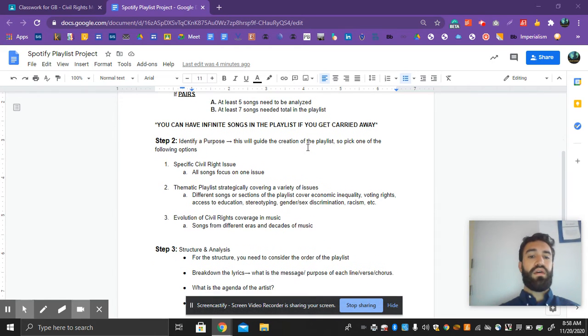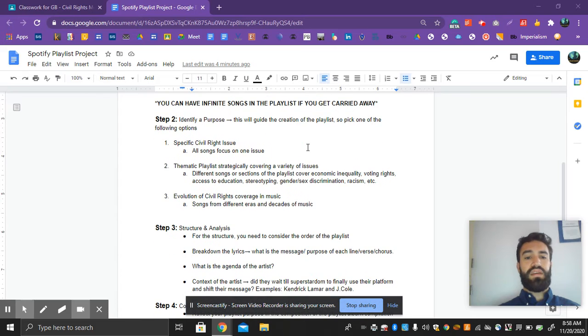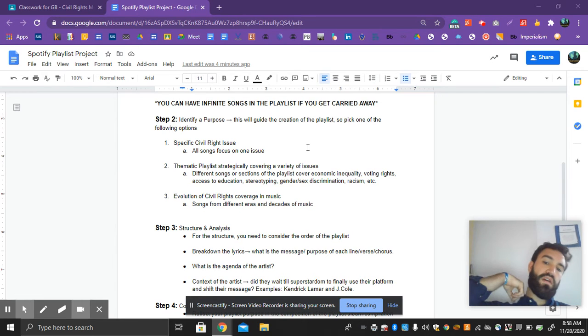That's fine. Step two, identify a specific purpose for this, right? This is going to guide your research process. So probably the easiest in terms of understanding, but maybe the most difficult in terms of finding specific songs, would be picking and highlighting one specific civil rights issue, right? And so all of the songs, regardless of era, genre, whatever, they center in on that particular issue.